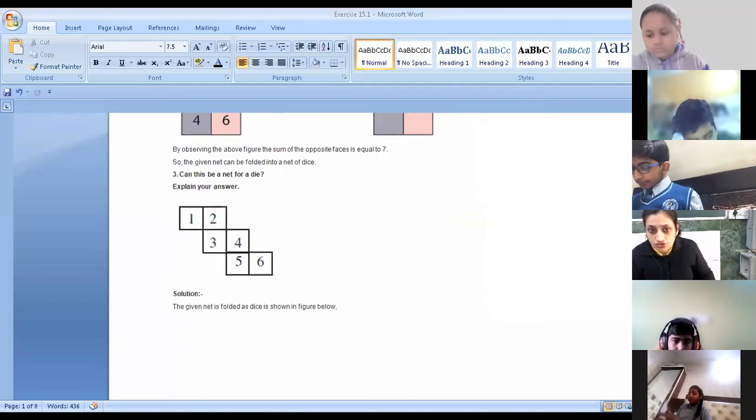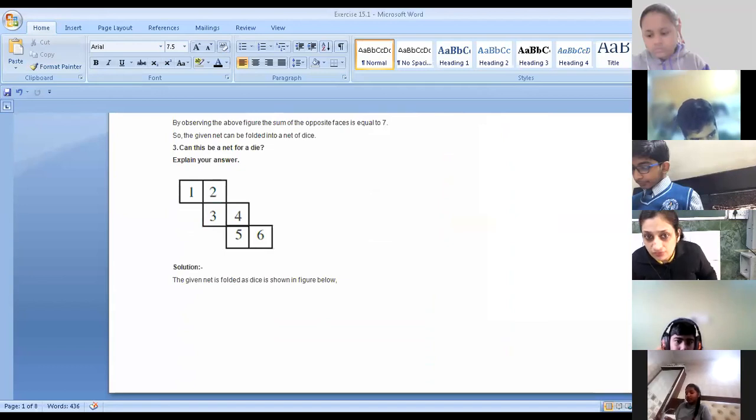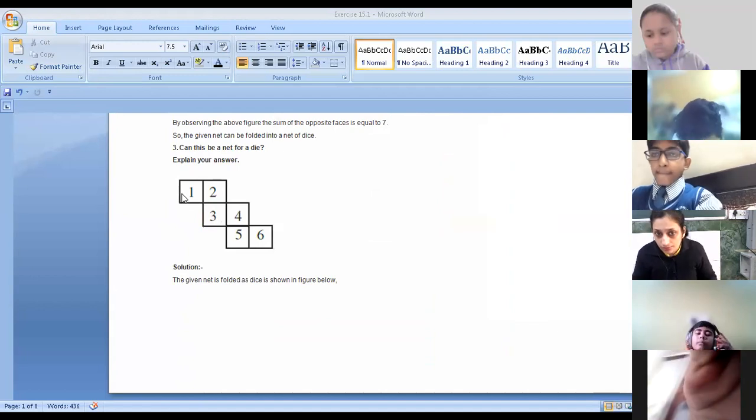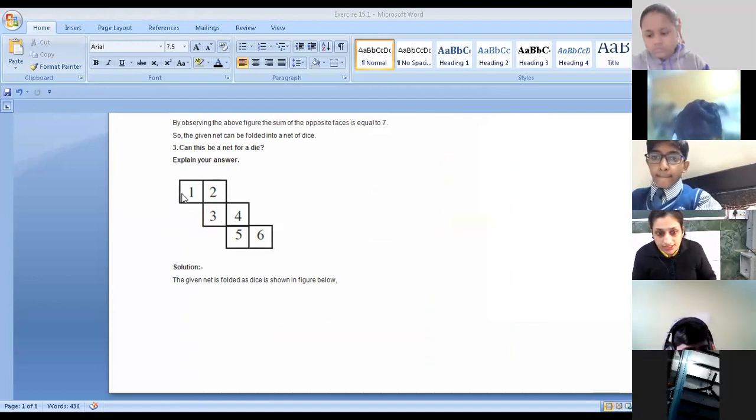Let's move to the next question, number 3. Can this be a net for a die? Yes or no? Can this be a net of a cube? No, it's not possible to make a cube out of it, because just opposite of 1, you are getting 4. So 4 plus 1 is 5.